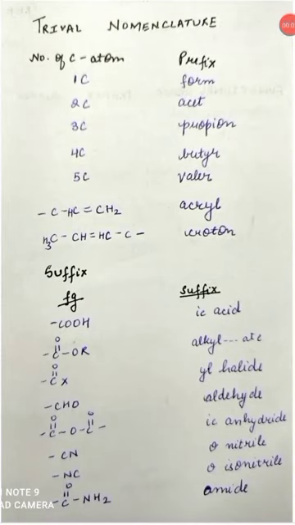Hello friends, last time we talked about IUPAC nomenclature. Today we will discuss its rules, what the parent chain is, and what the different types of functional groups are. But before moving into that, I would like to tell you about the tribal nomenclature.